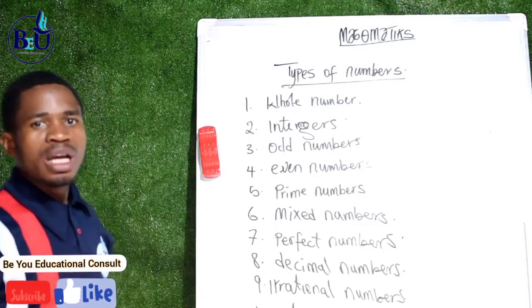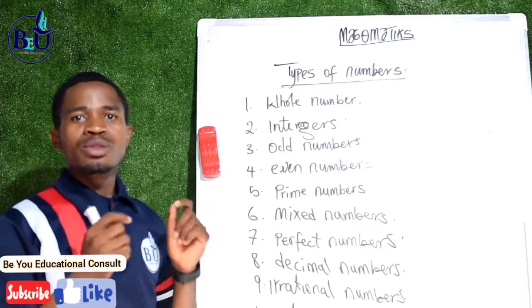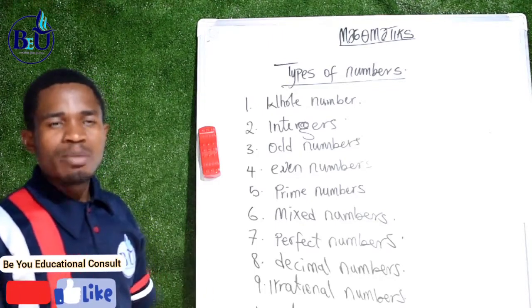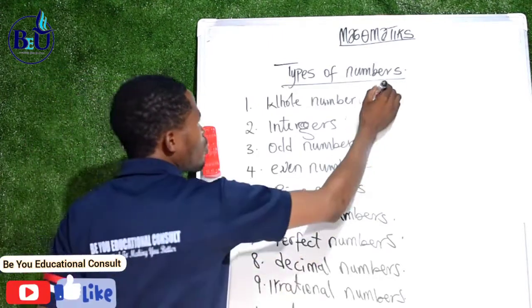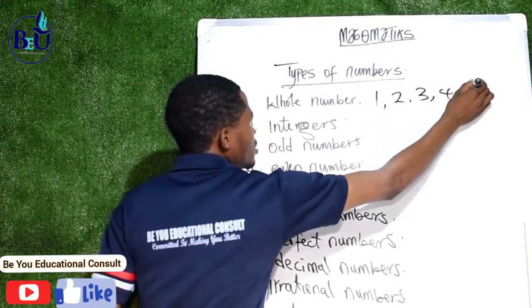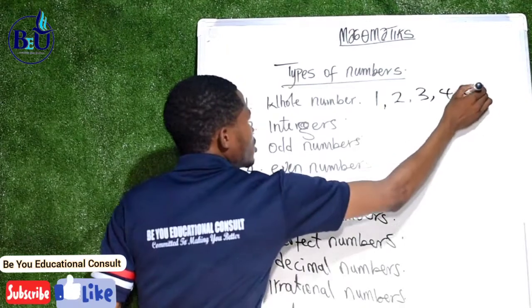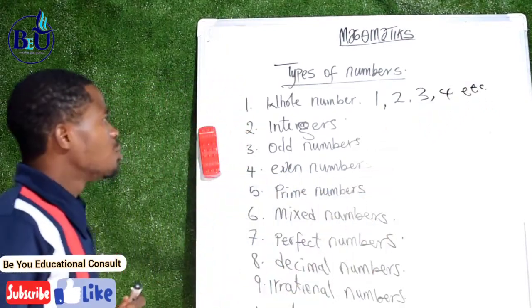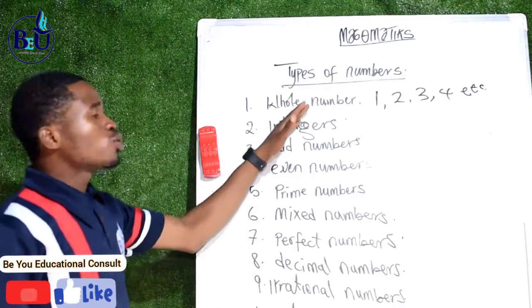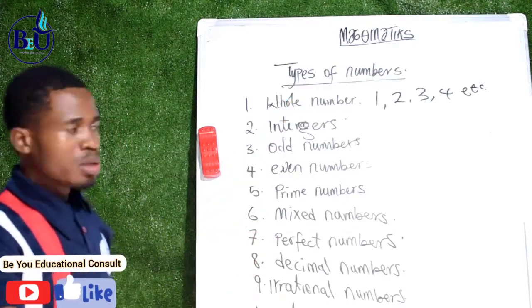What is a whole number? Whole numbers are positive numbers. The example of a whole number is 1, 2, 3, 4. All these are what? Whole numbers. They are whole. They are complete. We can also call whole numbers natural numbers, if you like.